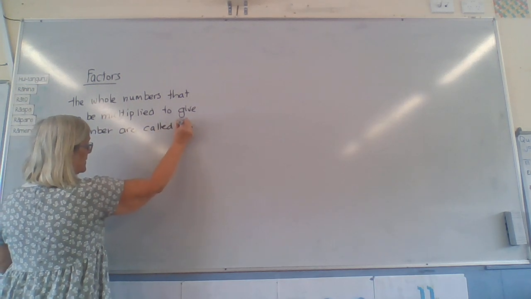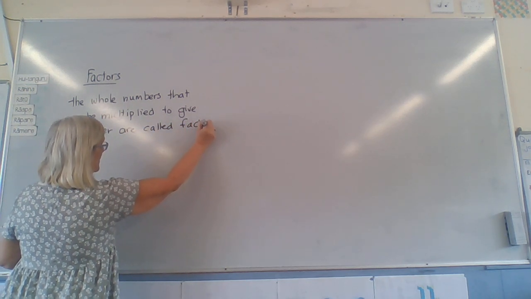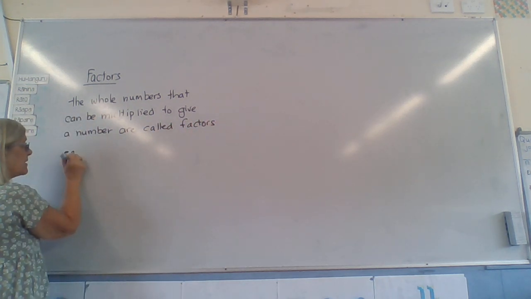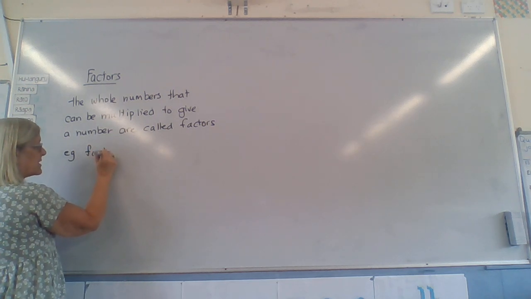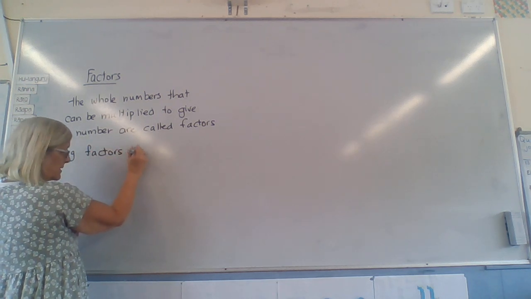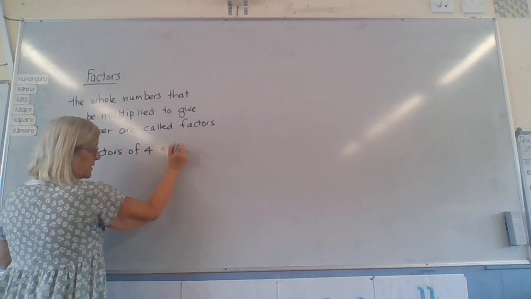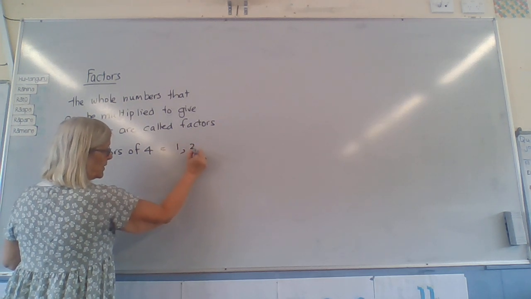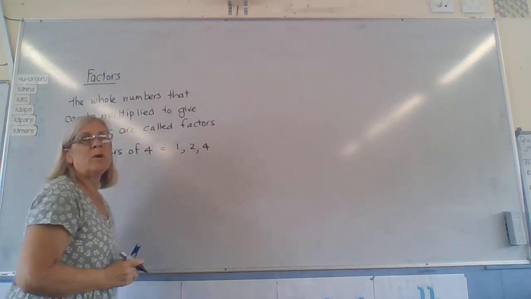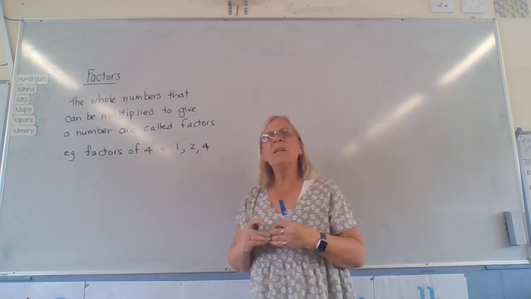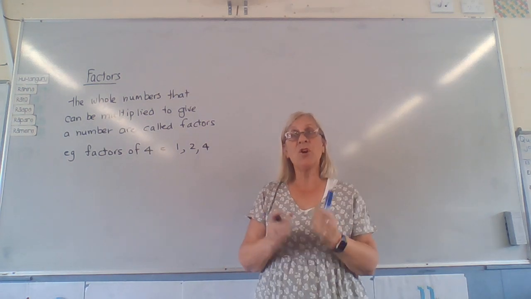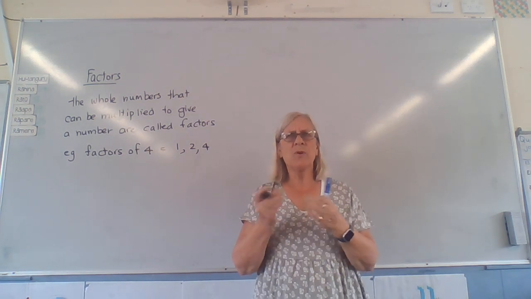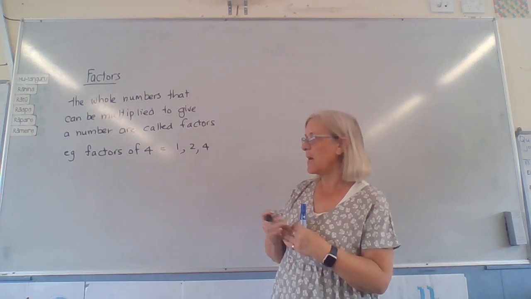Example. E.g. factors of 4. Just did that one, so that's easy. So we have 1 and 2 and 4. Now, when we have a large number, we need a technique so that we don't miss any out, because quite often people like to miss out numbers.